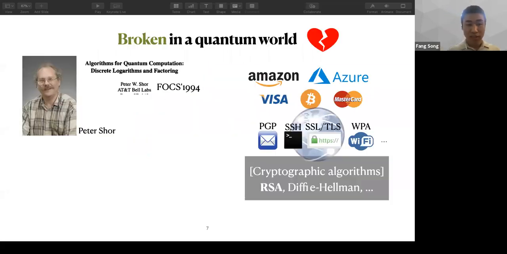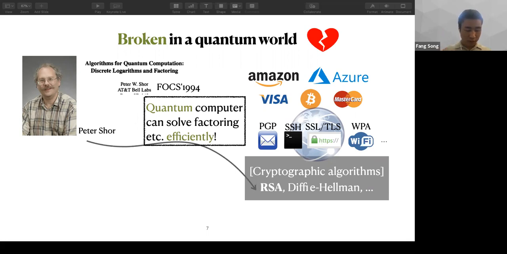Now, however, all of this will change when quantum computers come. In 1994, Peter Shor came up with a quantum algorithm that solves factoring efficiently on a quantum computer. As a result, RSA is broken, as well as other crypto systems like the Diffie-Hellman key exchange, and all the protocols and services built on those will also be insecure.